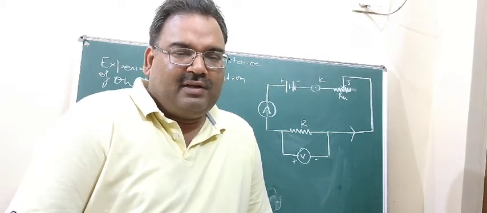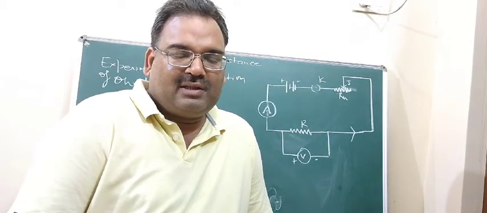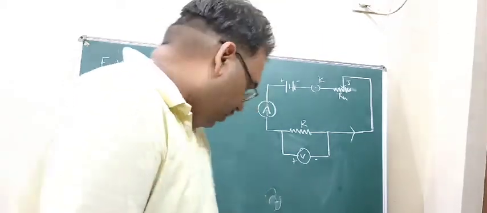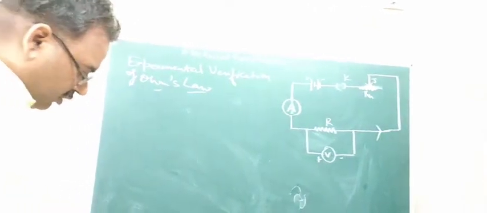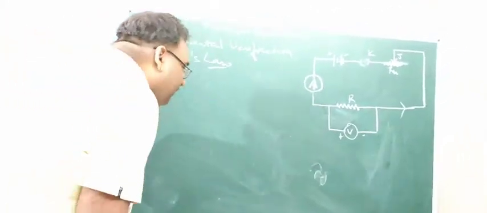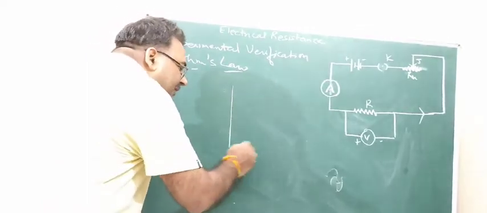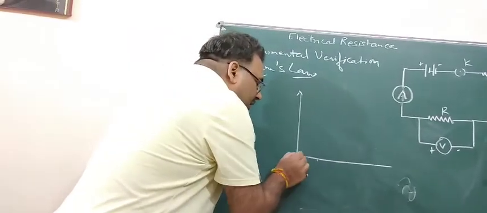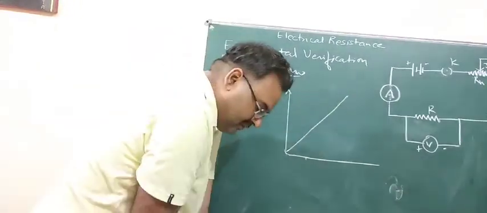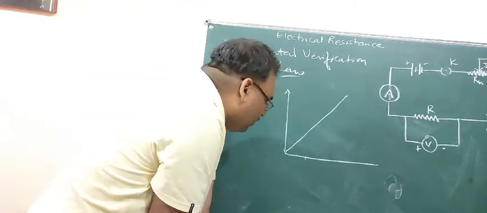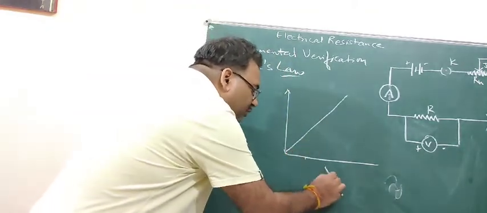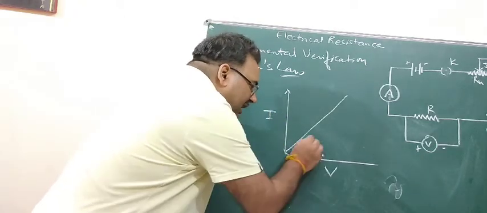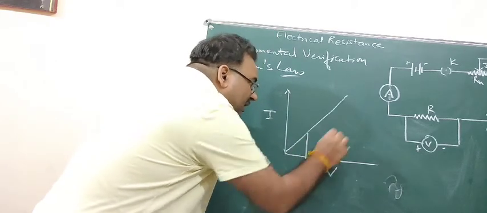So we will draw a graphical representation for the values obtained by varying V and I. It has been observed that when the graph is drawn, we get a graph like this. This is the graph of V and I. As V increases, I increases. Now what we will do? We will select two values here, V1 and V2.